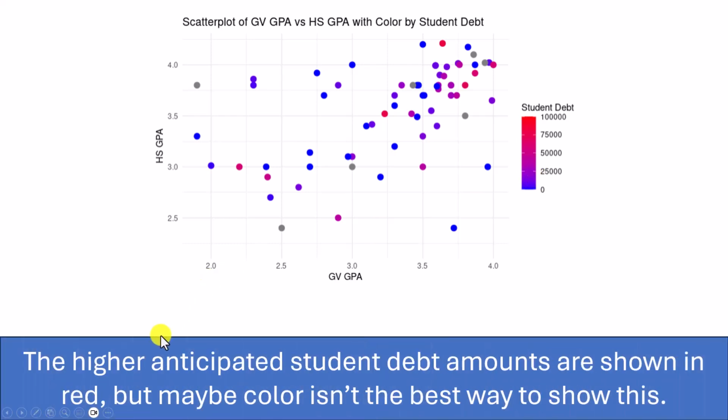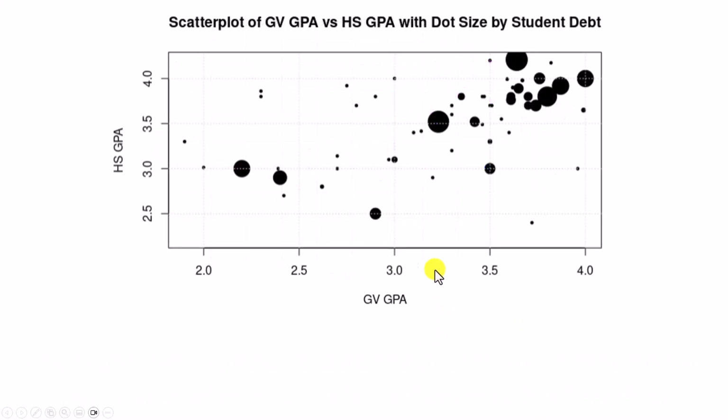So it says here the higher anticipated student debt amounts are shown in red, but perhaps color is not the best way to show this. There is one other way we could show this that could give us more of an idea of how there could be some sort of relationship, and that would be with the size. I kind of like this one. So now we see the higher student debt is represented by the larger size. And this is all just anticipated. So the students just estimated how much debt they thought they'd have when they graduate.